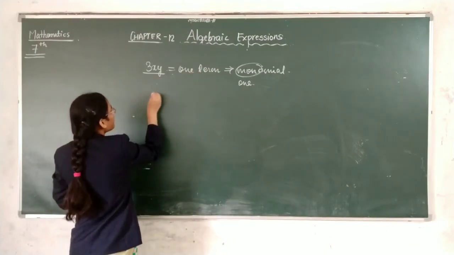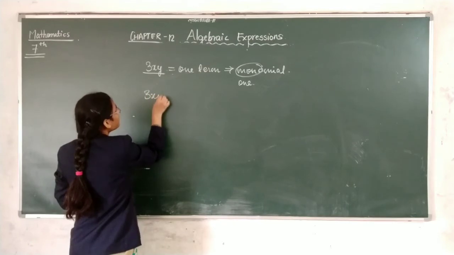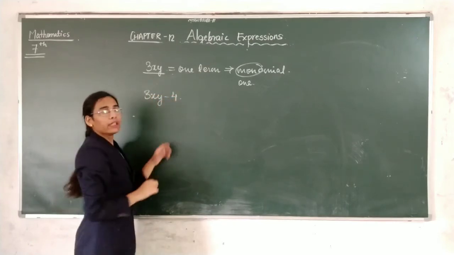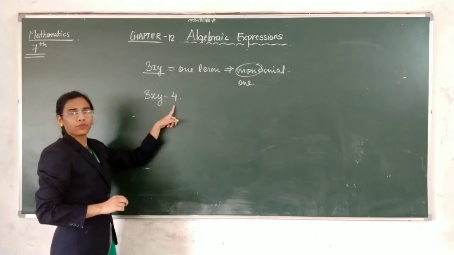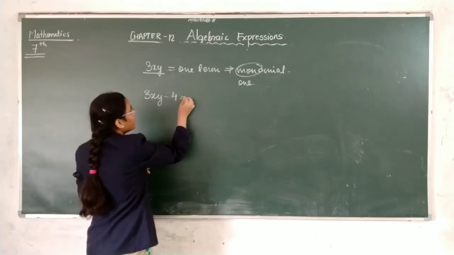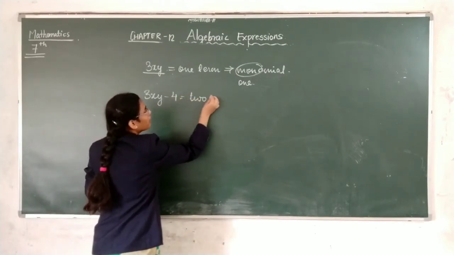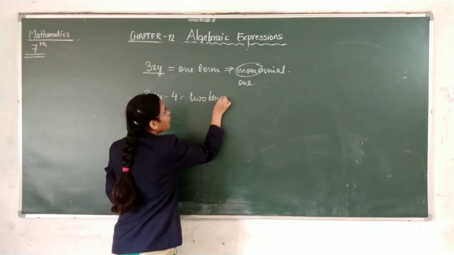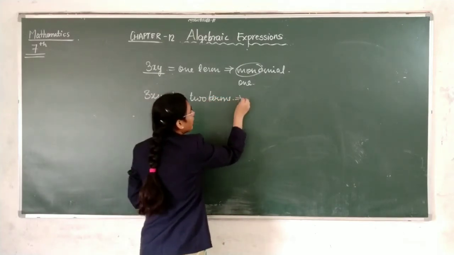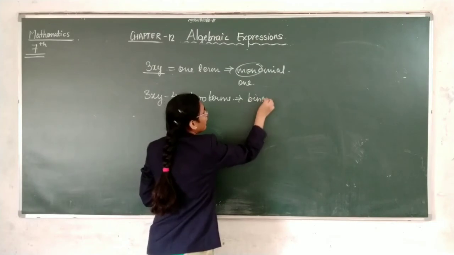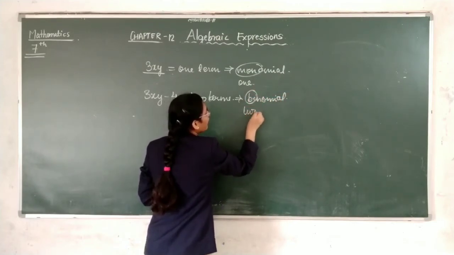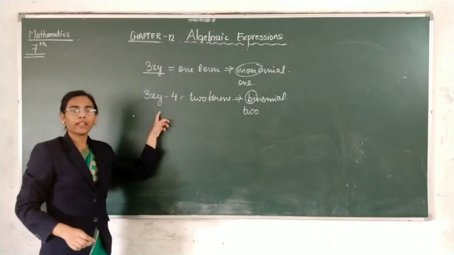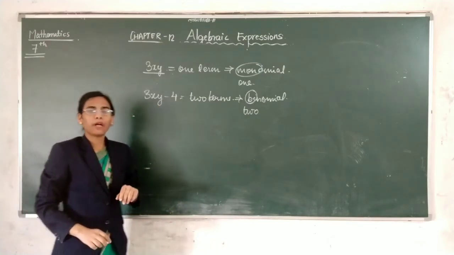Now, if the expression contains two terms, that is 3xy minus 4, this expression contains two terms that are 3xy and -4. So here we have two terms, so it will be called a binomial. Bi means two. So the expression containing two terms is called a binomial.